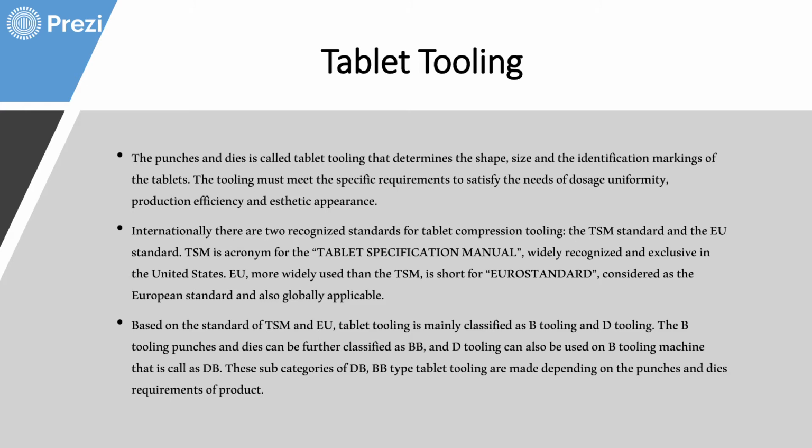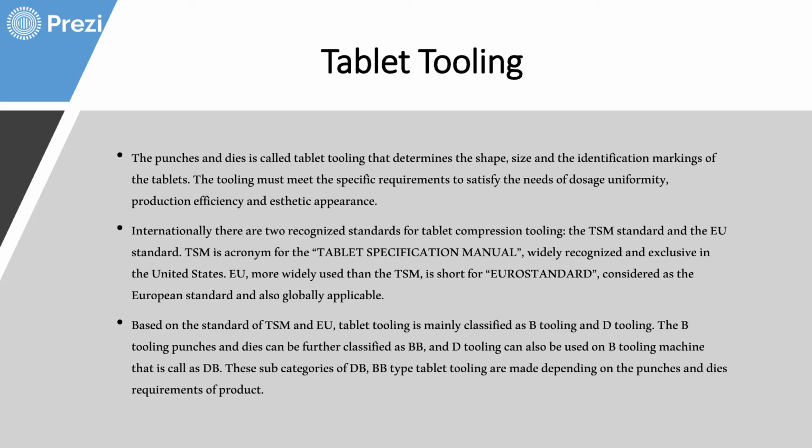Based on these standards, that is the Tablet Specification Manual and the Euro standard, toolings are basically divided into two types: B tooling and D tooling. The B tooling punches and dies can be further classified as BB and BT, and D tooling has the subcategory DB. These types are based on the size of the punches and dies required for a specific product. In simple terms, there are two standards: first is the Tablet Specification Manual and second is the Euro standard.